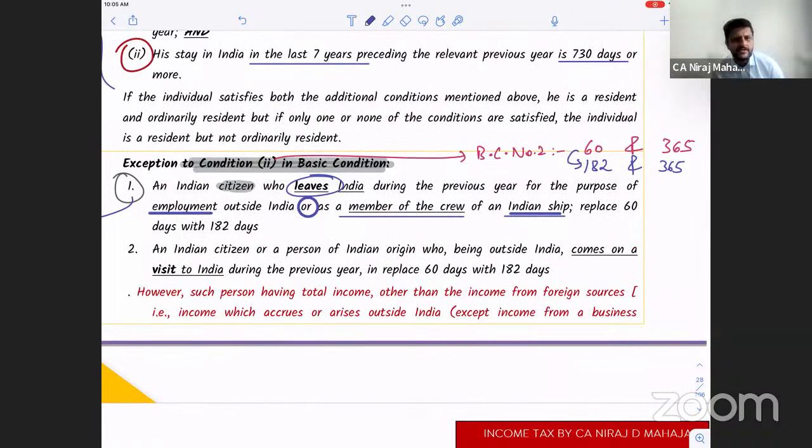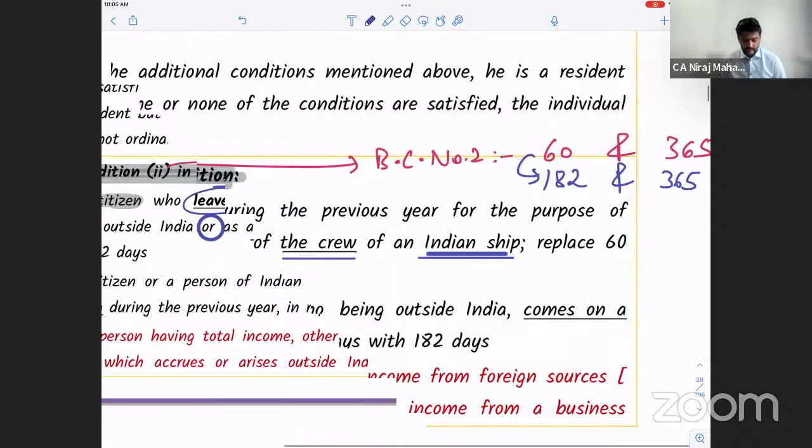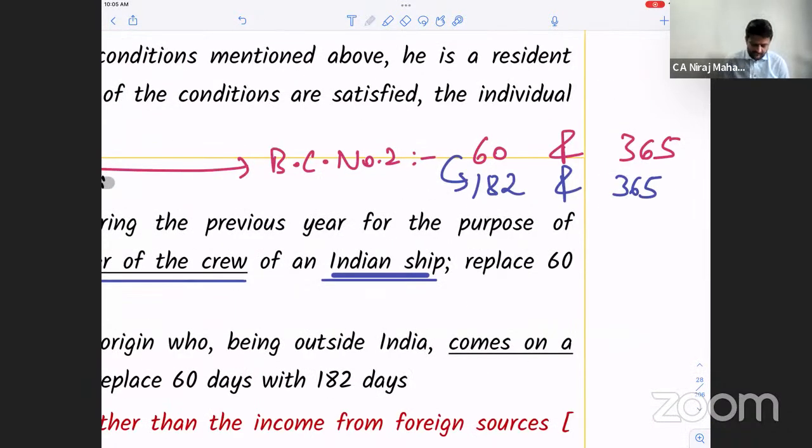But tell me, what is my basic condition number 1? It is at least 182 days in the current year, yes or no? And they are saying that you have to replace 60 with 182 for these two cases: an Indian citizen leaving India for getting a job outside India, or a member of the crew of an Indian ship. Replace 60 days with 182 days.